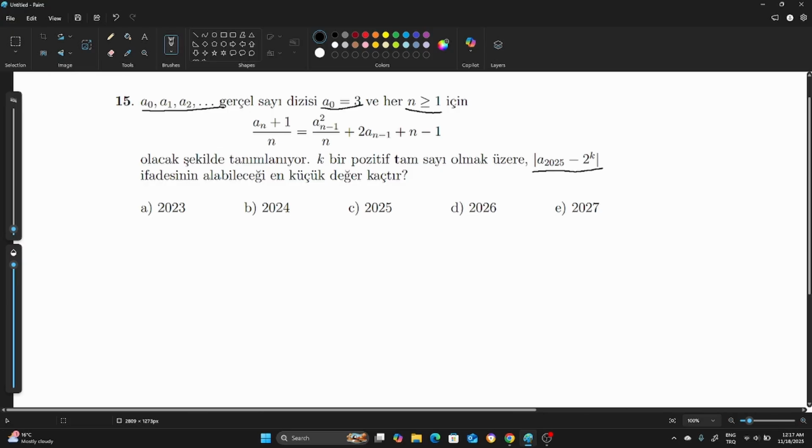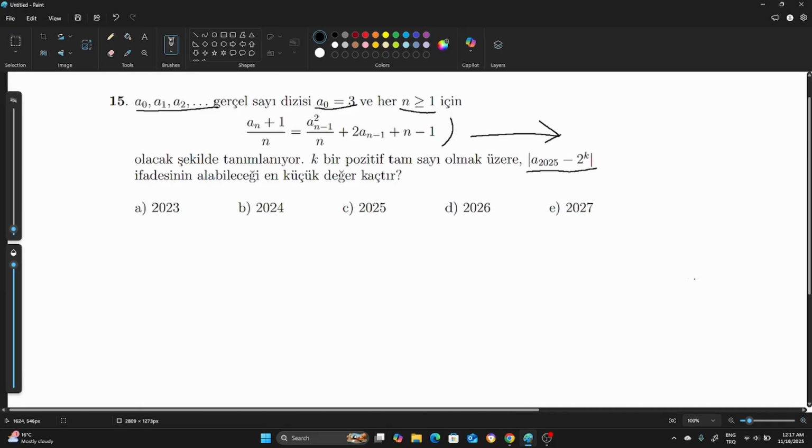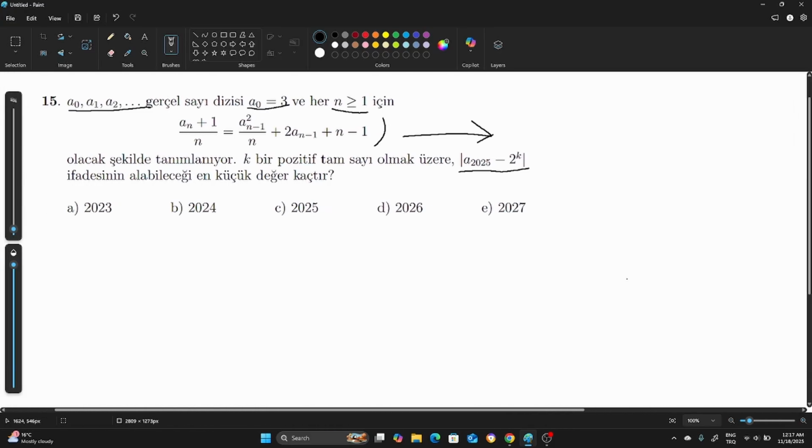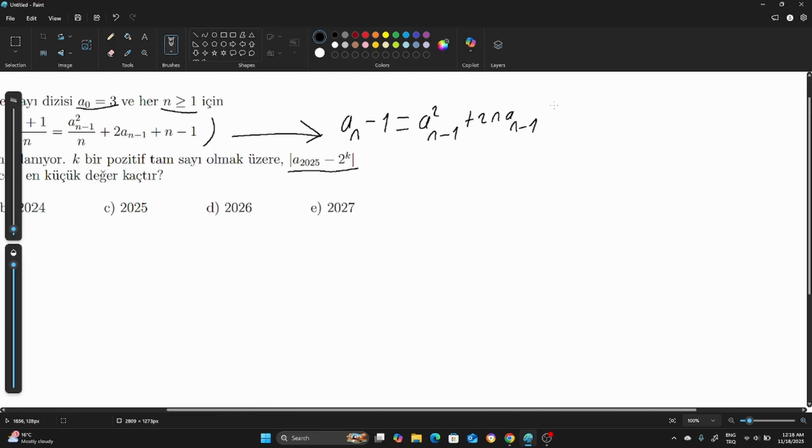Now let's take this expression that we are given and multiply both sides by n, right? Because it looks weird when n is in denominator. We don't want any denominators other than 1. So we would get a_n minus 1 equals to a_{n-1} squared plus 2n minus 1 plus n squared minus n.